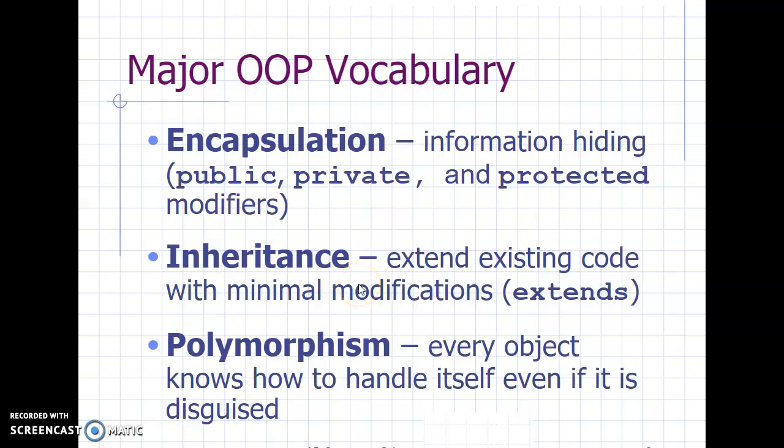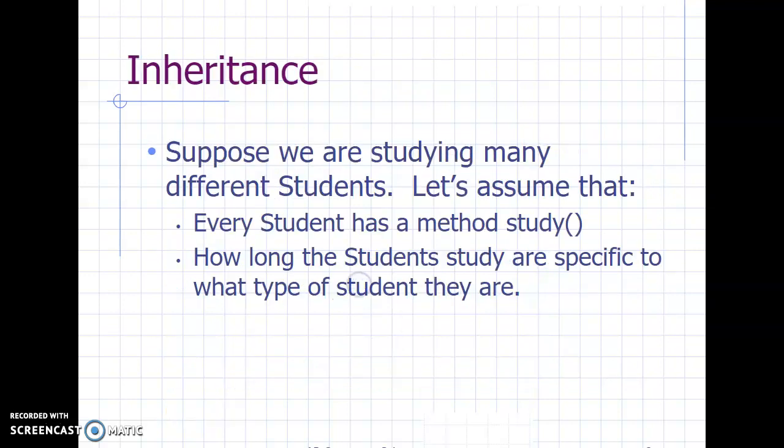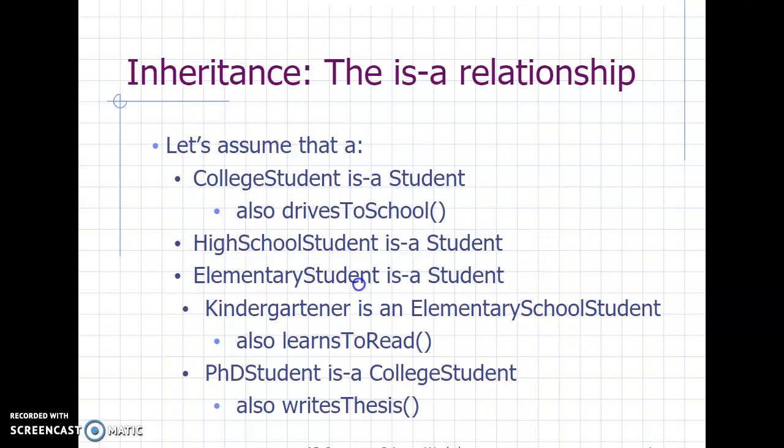Polymorphism, which is what we're going to talk about now, is basically that every object knows how to handle itself, even if it's in its own disguise, which we'll talk about. Now, let's pretend we have a lot of different students. Let's assume that every student has a method called study, and that is specific to each student.